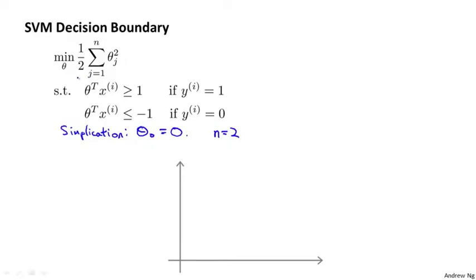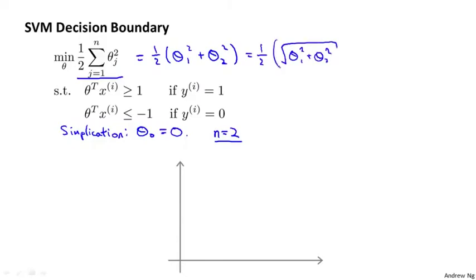Now let's look at the optimization objective of the SVM. When we have only two features, when n is equal to 2, this can be written as 1/2 of theta 1 squared plus theta 2 squared, because we only have two parameters, theta 1 and theta 2. And what I'm going to do is rewrite this a bit. I'm going to write this as 1/2 of the square root of theta 1 squared plus theta 2 squared, then squared. The reason I can do that is because for any number w, the square root of w and then squared is just equal to w. So taking the square root and squaring should give me the same thing.